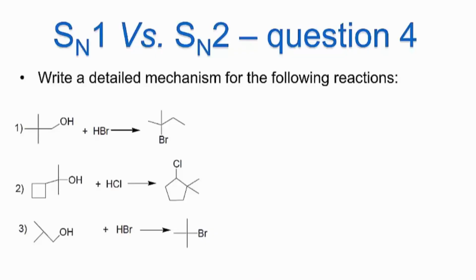In the following question, we need to write a detailed mechanism for the following reactions. In the first reaction, we have a primary alcohol in an acidic solution where the acid is hydrobromic acid, and the product is a tertiary alkyl bromide.